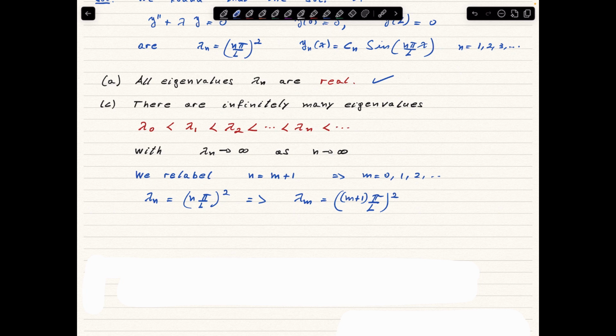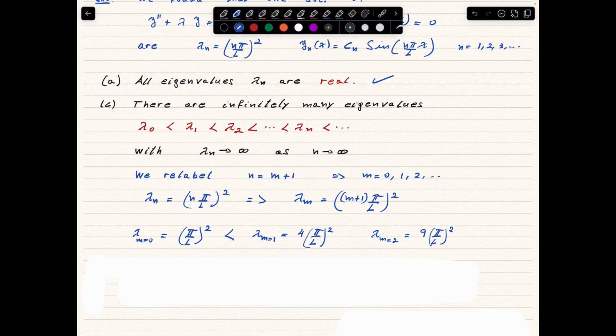Now we can see that lambda 0, with the new label, m equals 0, is going to be (pi over L) squared. What is lambda for m equal 1? Well, when we put a 1, then we have a 2, the square makes a 4, so it's going to be 4 (pi over L) squared. Obviously, it's bigger, so it satisfies that inequality. And what is lambda for m equal 2? Well, we have a 3, so we have a square, so it's a 9 (pi over L) squared, and obviously is bigger than the previous one, and we can keep going like this. So yes, that property is satisfied.